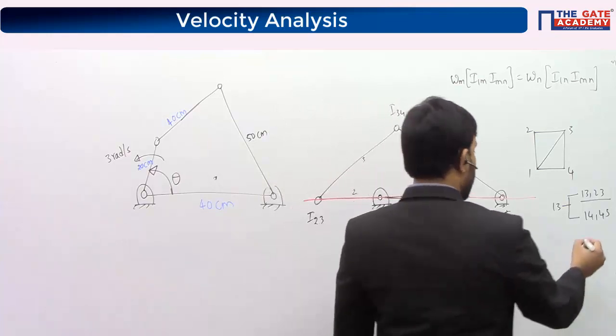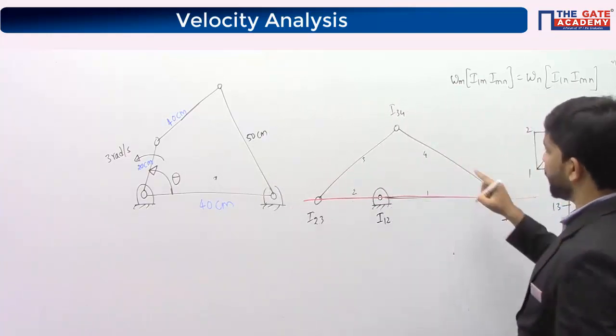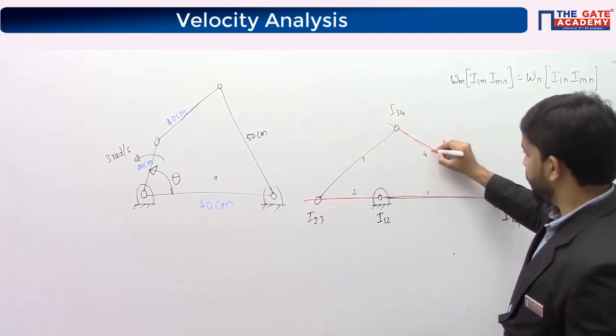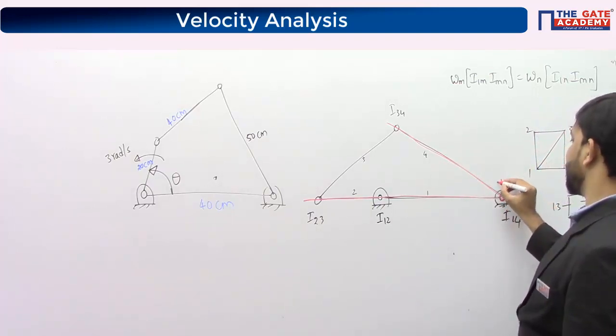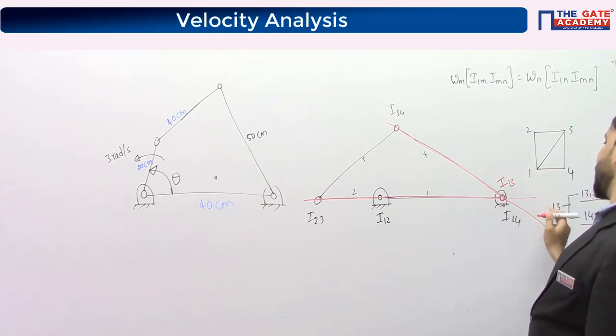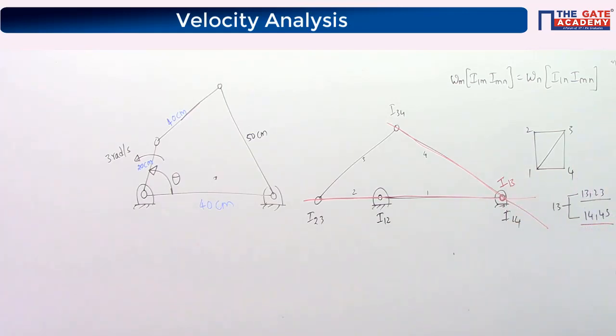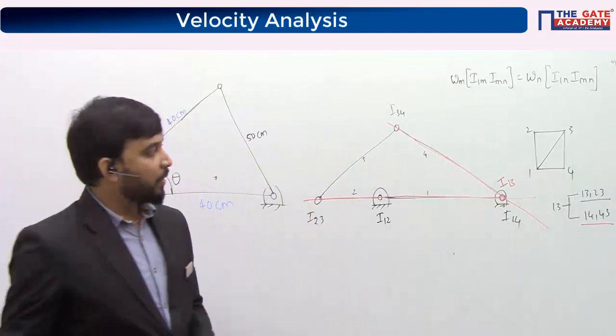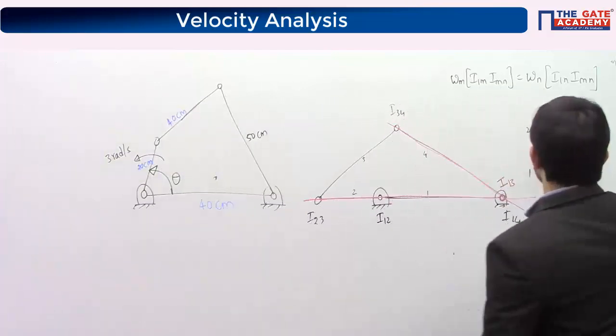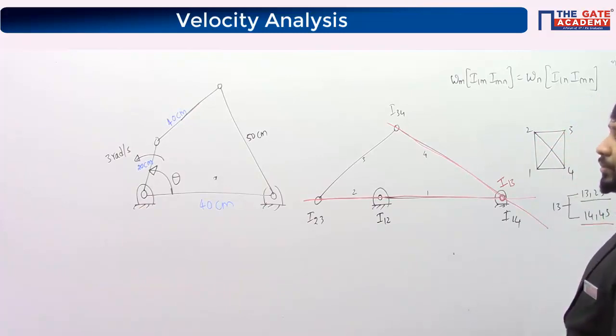Similarly, draw a line passing through 1,4 and 3,4. This is 1,4, this is 3,4. Wherever these two lines intersect, there I13 will lie. I13 will lie here. Similarly, try to locate I24. How can I go from 2 to 4?